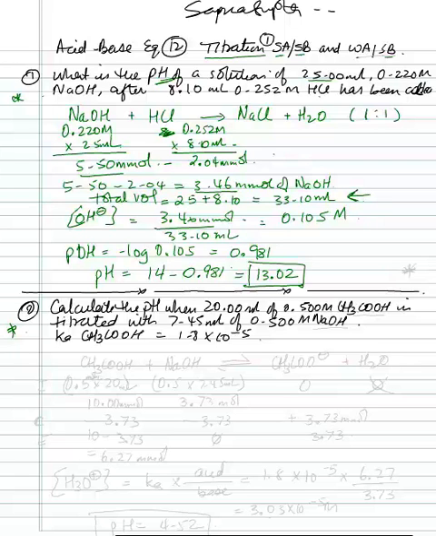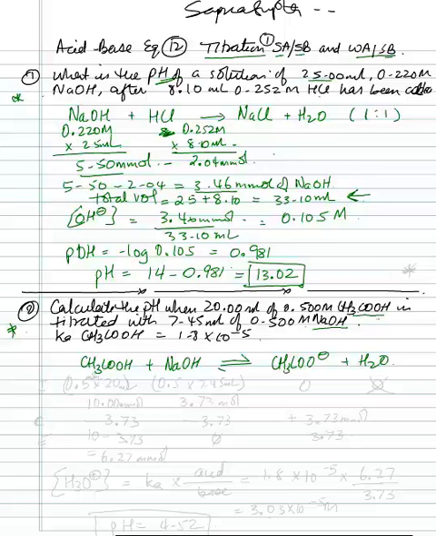Let's try another one over here. Now this one is slightly different because this is going to be a weak acid, strong base titration. So calculate the pH when 20 milliliters of 0.5 molar acetic acid is titrated with 7.45 milliliters of 0.5 molar sodium hydroxide. So sodium hydroxide is the strong base here, and then of course the Ka is given to us. And so let's go ahead and write our equation out, which is CH3COOH plus NaOH. That's the titration that's going on, and then CH3COO minus plus water. Those two are products.